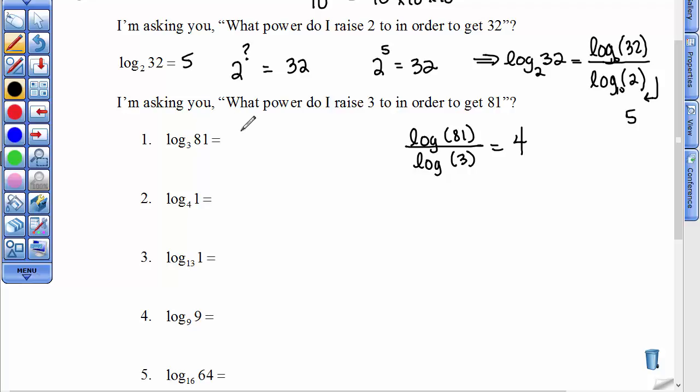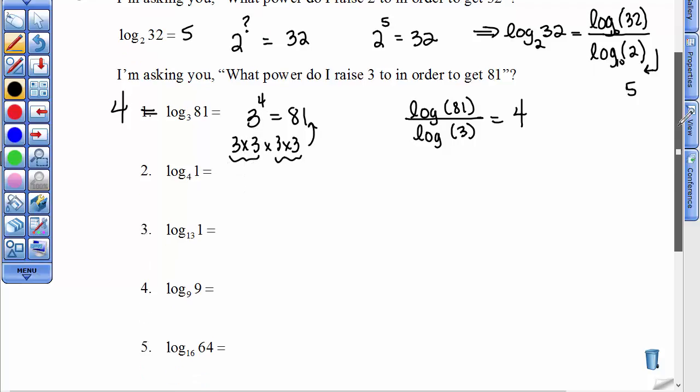And that's because 3 has got to be raised to the 4th power in order to get 81, because 3 times 3 is 9, and another 3 times 3 is 9, and 9 times 9 is 81. So the log of 81, where the base is 3, the answer for that problem is 4, because 3 gets raised to the 4th power in order to give us 81.